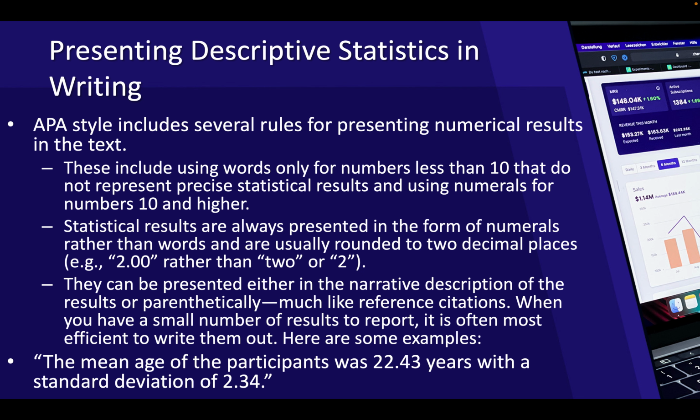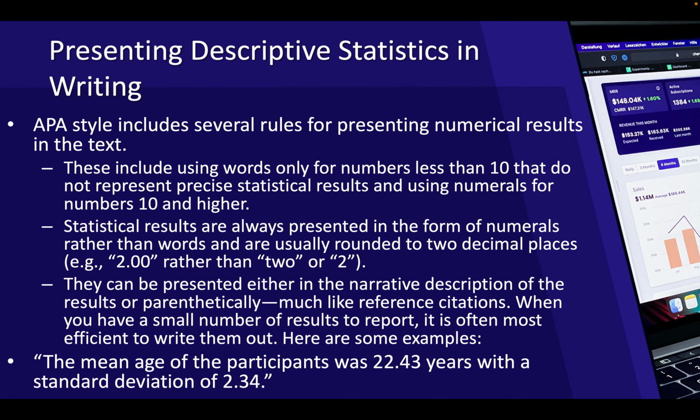APA style includes several rules for presenting numerical results in the text. These include using words only for numbers less than 10 that do not represent precise statistical results, and using numerals for numbers 10 and higher. Statistical results are always presented in the form of numerals rather than words and are usually rounded to 2 decimal places. For example, 2.00 rather than 2 or 2.0.